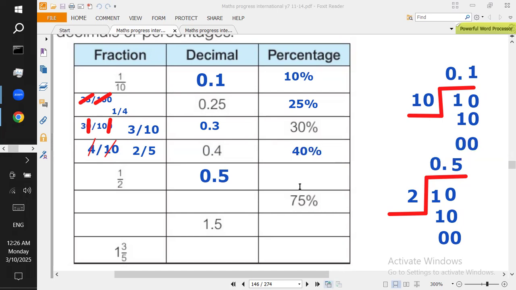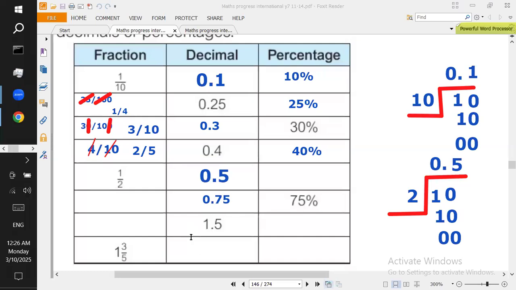Now, same idea for all of them. This one is 50%. This one's 75%, which is 3 over 4. And 75, 0.75. Now, all of these are normal or proper fractions. But here, 1.5 and 1 and 3 over 5. This is a mixed number. This one is a mixed number.